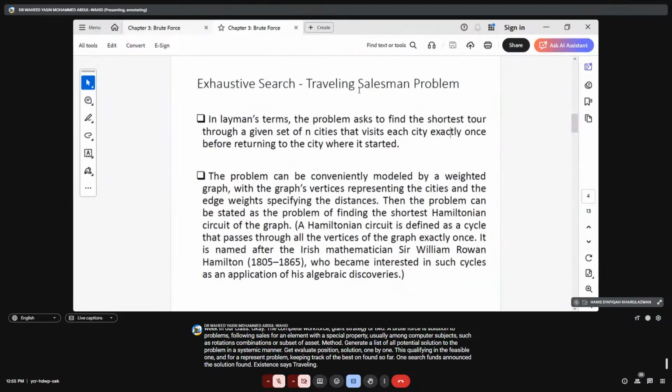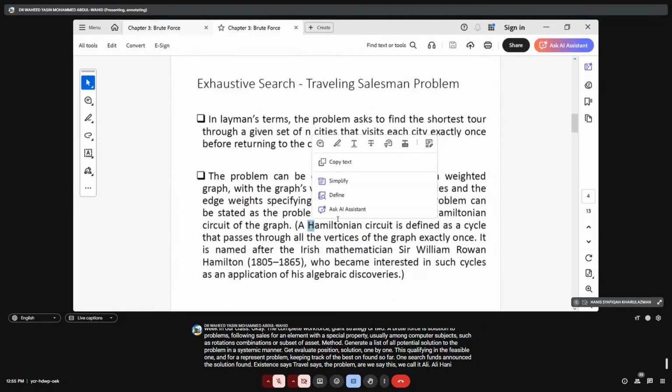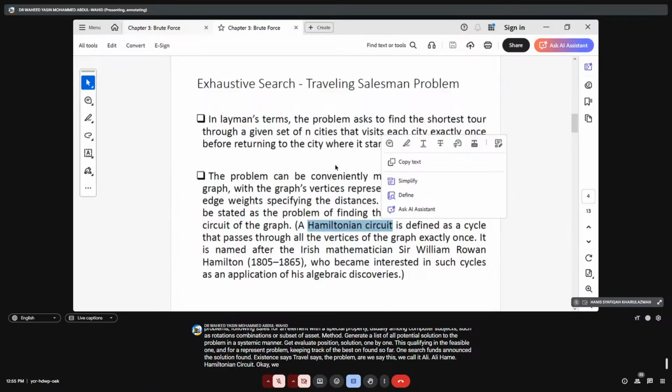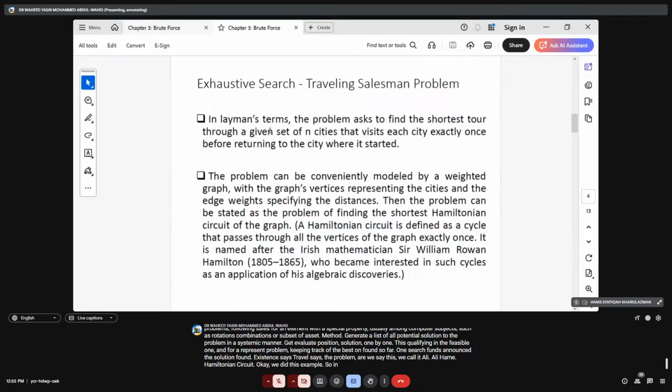Exhaustive search: the traveling salesman problem. We call it a Hamiltonian circuit. Okay, we did this example. So in layman's terms, the problem asks to find the shortest tour through a given set of cities that visits each city exactly once before returning to the city where it started.